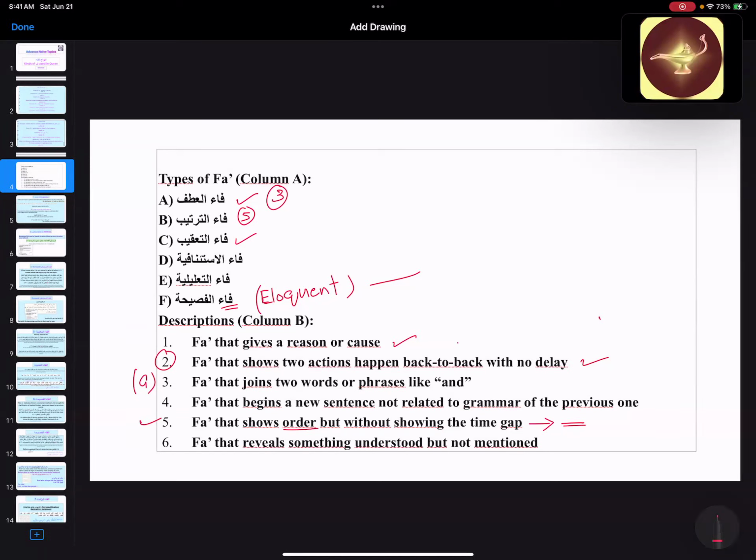So, for example, number one, fa that gives the reason. Here it is actually talking about the reason of the statement or action after the fa, right?